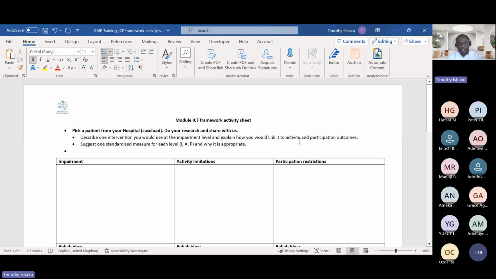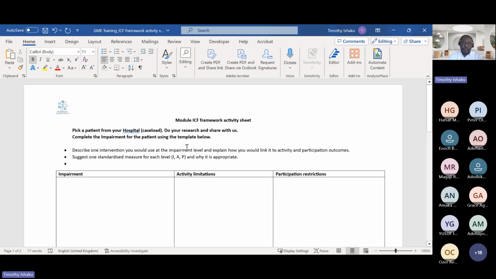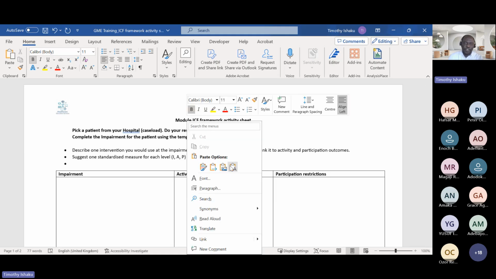Once you pick your patient, you can research and share your ideas. What is expected is to complete the impairment for the patient using the template below, and complete the activity limitation as well, and complete the participation restriction as well. Or what do you think will influence the patient? Just the same example we did in class.